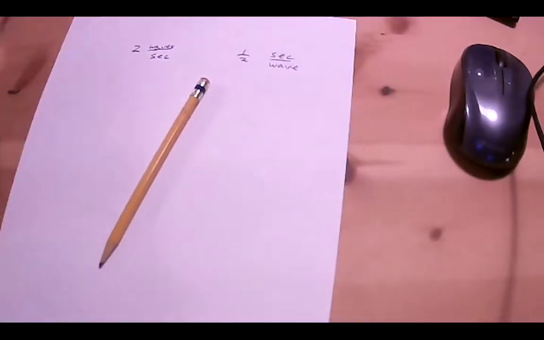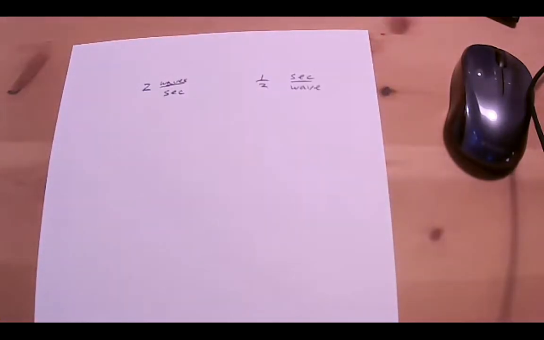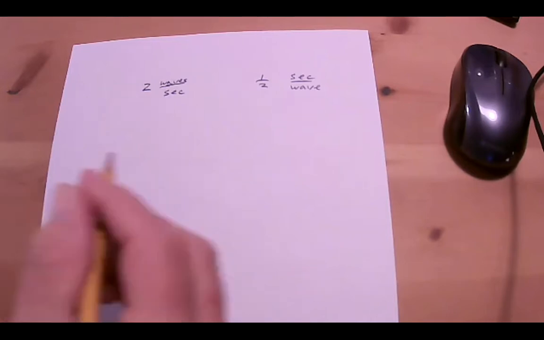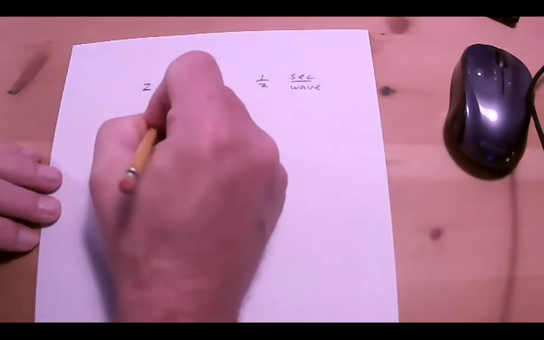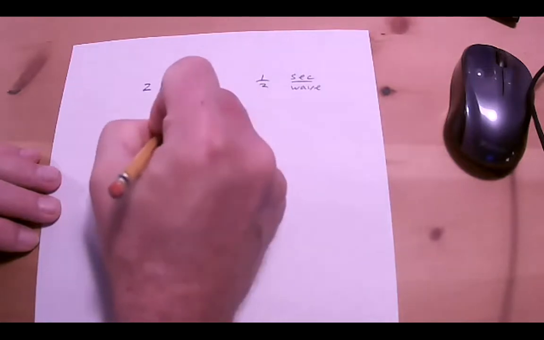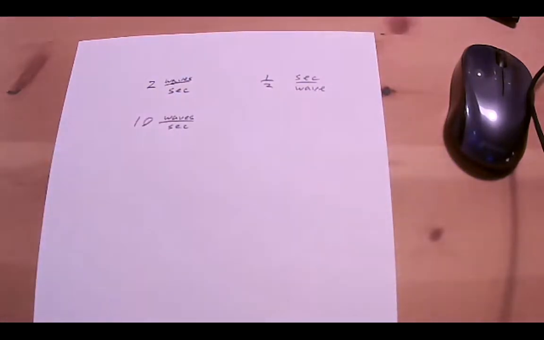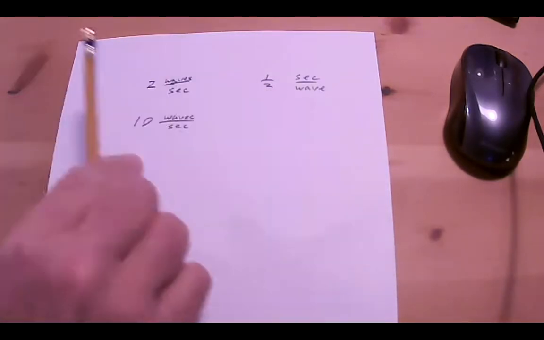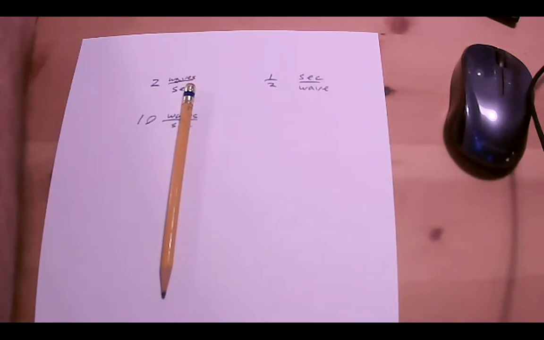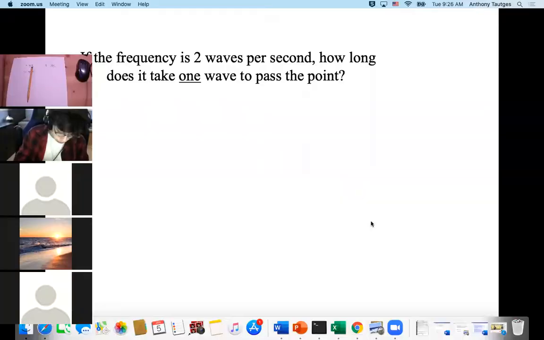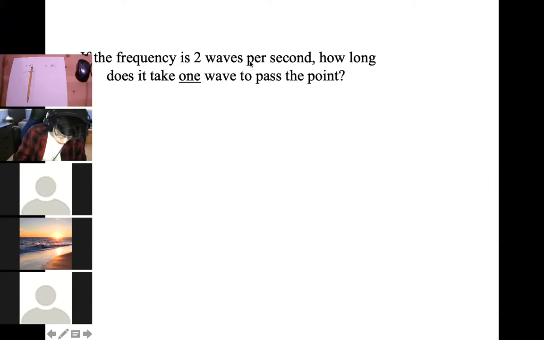All right. What if the wind comes up and the waves are more frequent? Let's say instead that I have 10 waves per second as my frequency. Actually, I'm getting ahead of myself. I'm going to come back to that. If the frequency is 2 waves per second, it takes 1/2 second to pass.